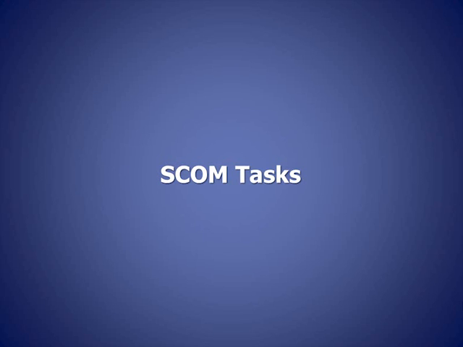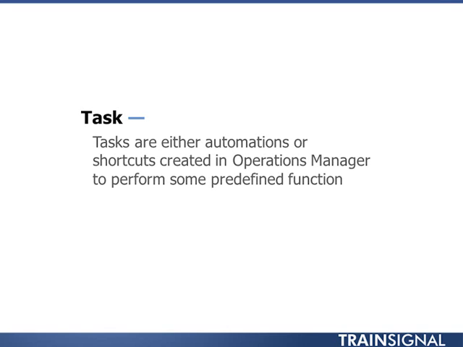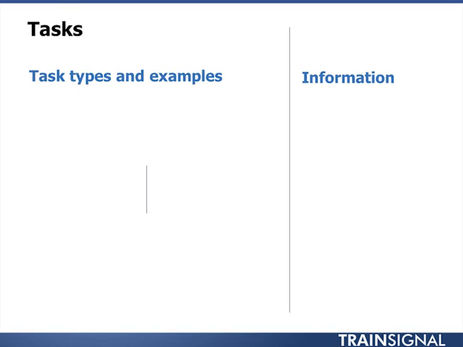So, what are tasks? Well, in a very nebulous way, tasks are either automations or shortcuts that are created in Operations Manager to perform some predefined function. In other words, tasks are things that do things, which I realize is extremely nebulous, but that's really, from a definition standpoint, the best way I can put it. So maybe this will help. Let's look at some examples.